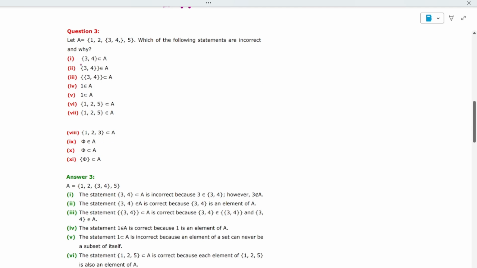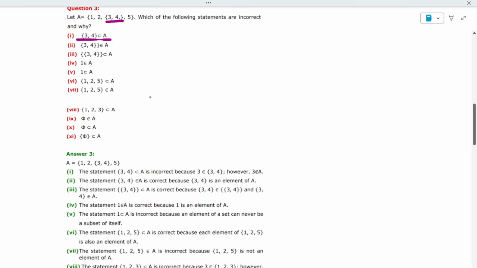Now let's discuss the third question, that is they have given A is equal to 1, 2, 3 and another set inside that, 3, 4 and 5. These are the elements. Which of the following statements are incorrect and why? We have to identify the statements which are incorrect. Now let's see, 3, 4 belongs to A. Now 3, 4 is here. Now let's see the answer.